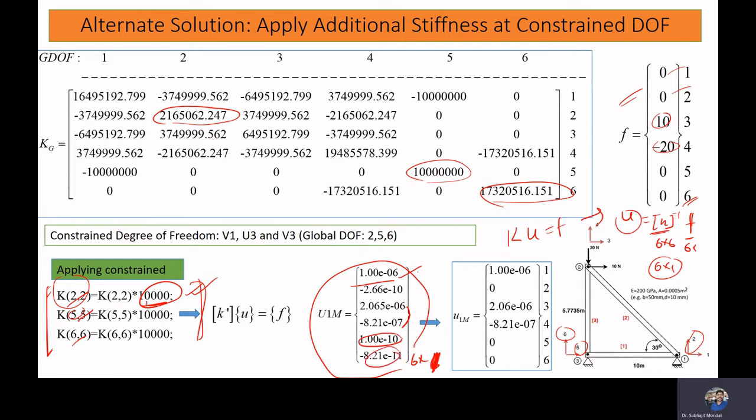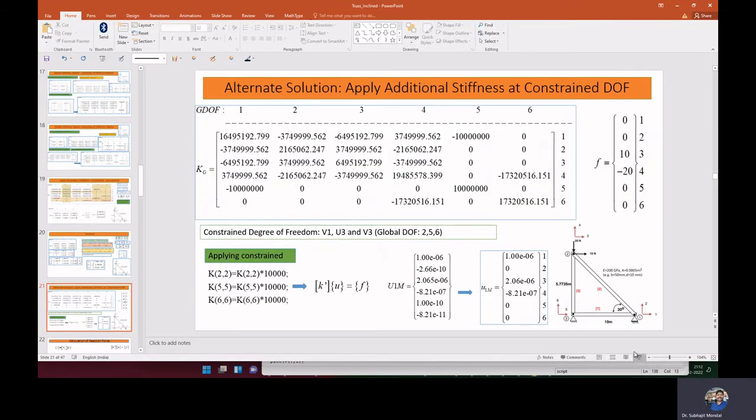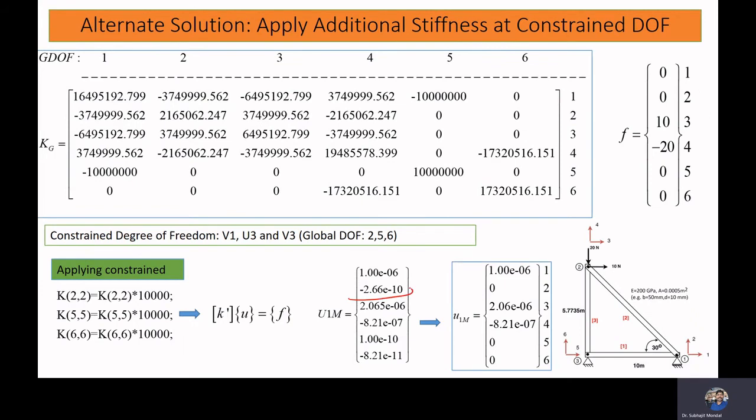Here you can see that where we have a value of e to the power minus 10 or less, that degree of freedom corresponds to second, fifth, and sixth. That is basically the constrained degrees of freedom. Now, if we compare with the unconstrained degrees of freedom, you can see this value is much higher than that of the constrained degrees of freedom. So that is the logic I was saying, that we can add extra stiffness on the diagonal term and solve it. That is basically the result.